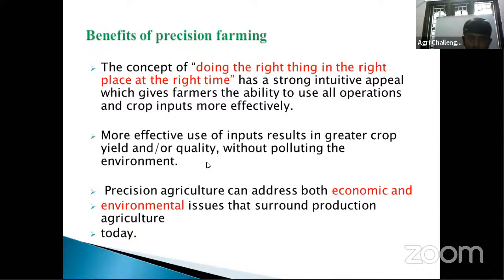The problem today in agriculture is that the cost of production is increasing, yield levels and productivity levels are decreasing, soil fertility is reducing, soil degradation is increasing, and ultimately the profitability of the farmer is decreasing. The only Brahmastra, the one weapon to overcome all these problems, is precision farming.